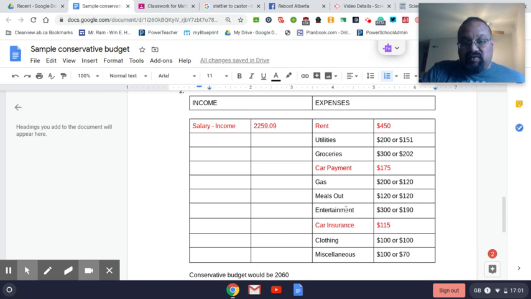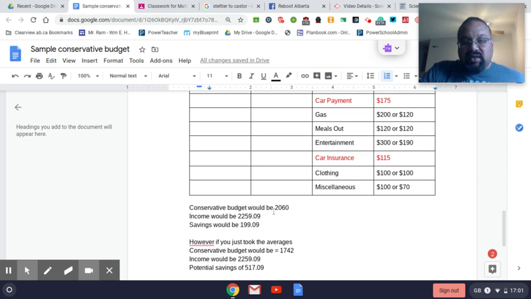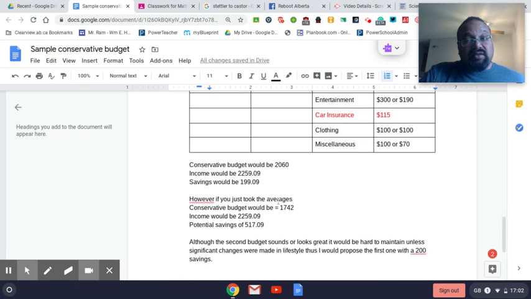So going down, filling all these things out, I said that conservatively, if she spent about $2,060, her income being $2,259, she'd still save about $199 a month. That does allow us to compensate for unknown or unexpected expenditures, or maybe going up and down in some of the areas. However, if you just went by the averages, that would put a lot of restriction on an individual in not going over their budget amount. She would only spend about $1,742. It means she could save $517. Now that's still being really, really conservative.